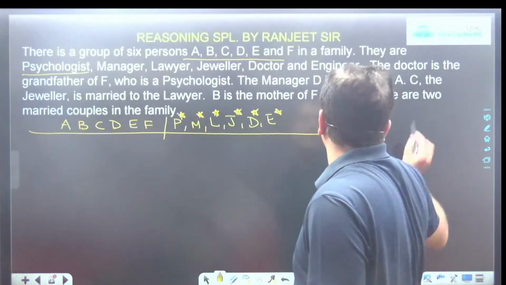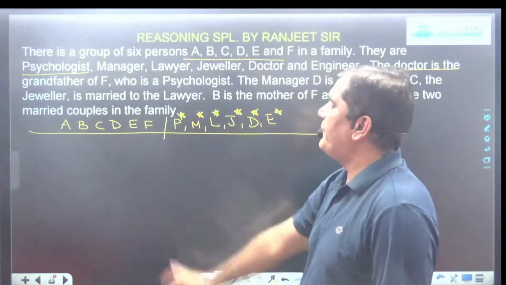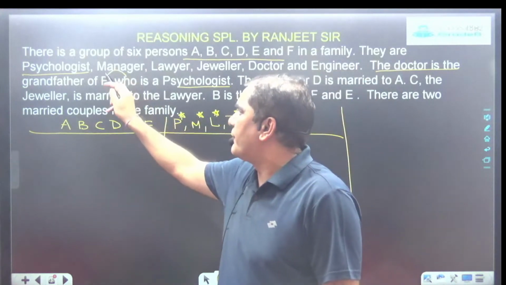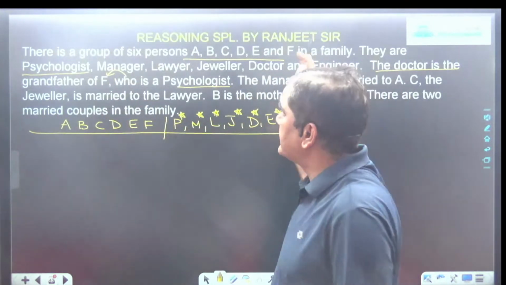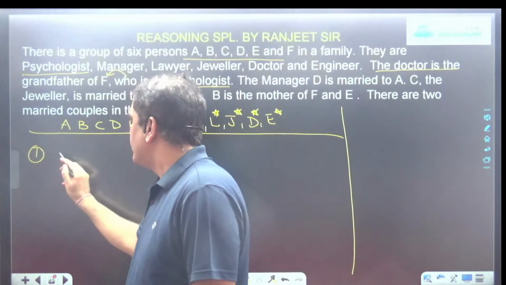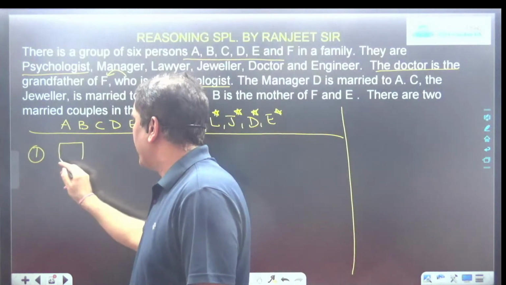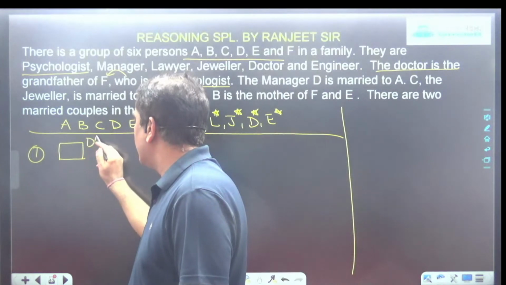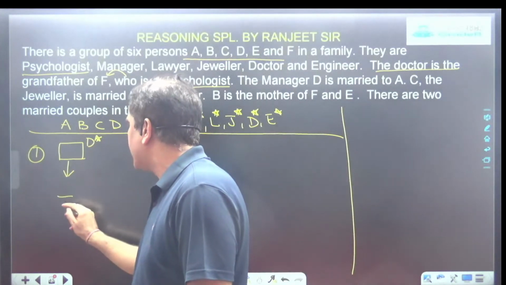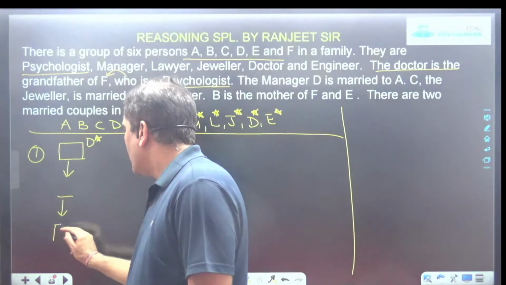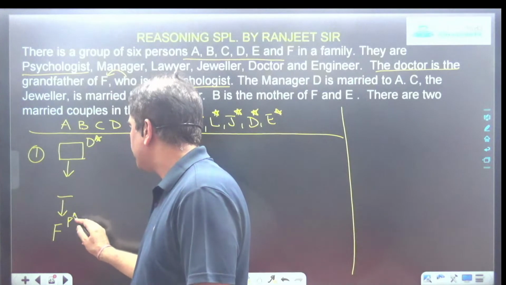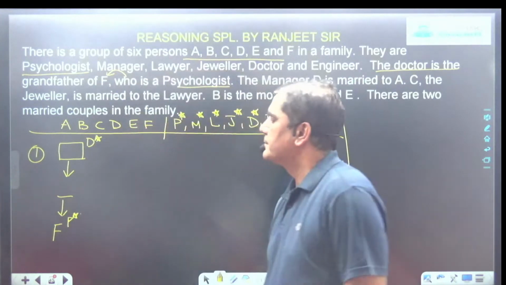Start. First one. The doctor is the grandfather of F, who is a psychologist. So who stands for whom? They are saying doctor is the grandfather of F. Clue number 1. Grandfather means what? Male. So doctor is the grandfather of F. Grandfather means 2 generations up. Who stands for what? F is given to be psychologist. Clear?